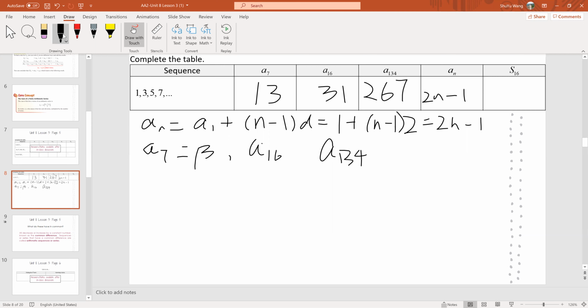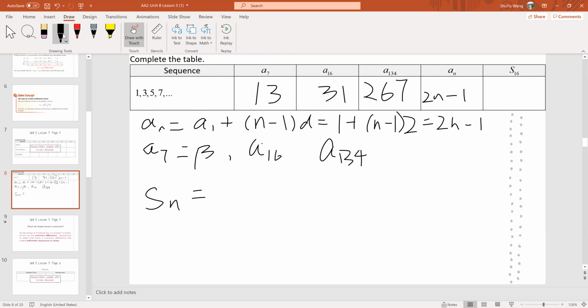Okay, and now we need to find the sum of the first 16 terms of this sequence. So how will we do that? Well, there's a shortcut. If you find the general rule for finding the sum of the first n terms of this sequence, which is written as s sub n, then you can find the sum of the first 16 terms of this sequence.